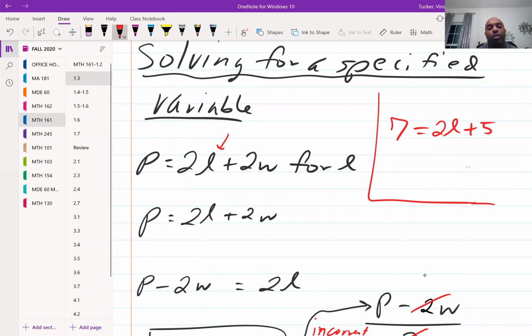So we have P equal to 2L plus 2W, and it's important that we remember to treat these variables the same way we would numbers. If L was the only variable, how would you go about solving it? If we go over here, looking at 7 equal to 2L plus 5, and I want to solve for L, the first thing I would do is subtract 5 from both sides. That's the same thought process you would have dealing with solving for a specified variable. We have P equal to 2L plus 2W. The first thing we should look to do is to subtract 2W from both sides.